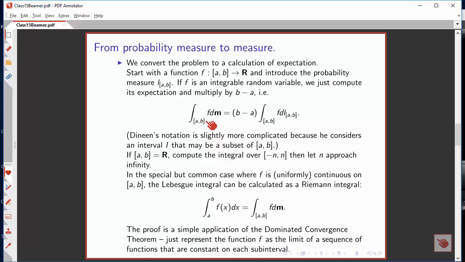If you look this up in Dineen, you'll discover he makes it a bit more complicated by considering an interval that may be just a subset of our closed interval. We can even make this work if the interval is all the real numbers, that is the closed interval from minus infinity to infinity. In that case, what we do is compute the integral from minus n to n, let n approach infinity, and if that limit exists, we use it as the value.